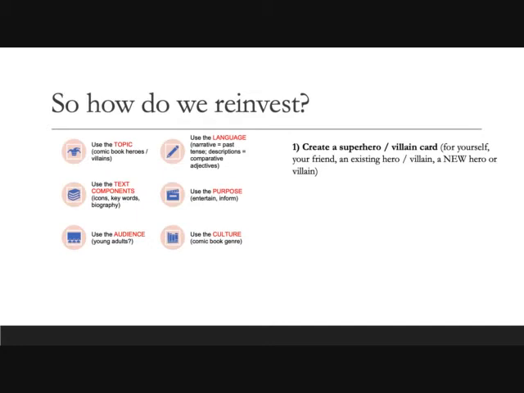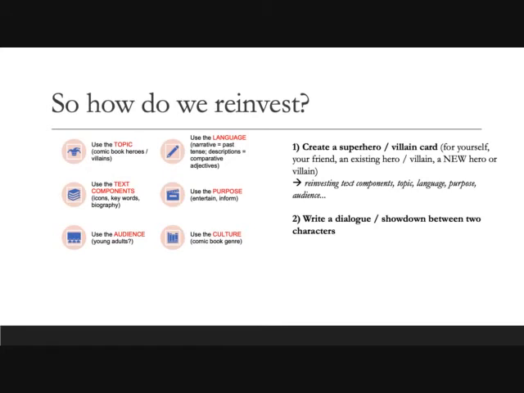Now they could do that for themselves. What would they look like if they were a superhero or a villain? What would their friend look like? Perhaps an existing hero that doesn't already have a card that they've read, or an existing villain, or they could even make up a new hero or a new villain. All of those reinvestment tasks ask the students to reinvest text components, right? The different icons and language, topic, language, purpose, and audience.